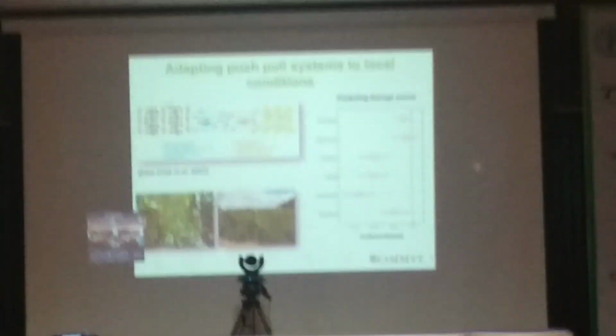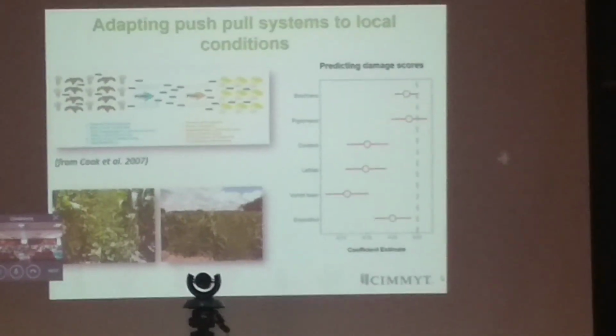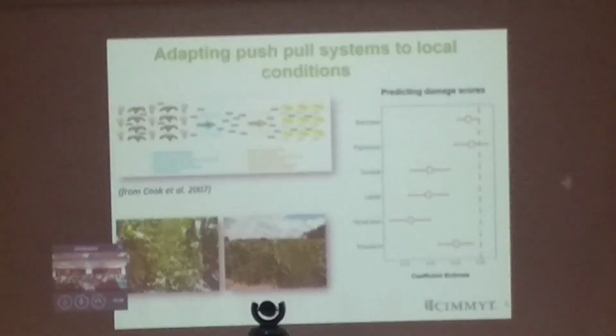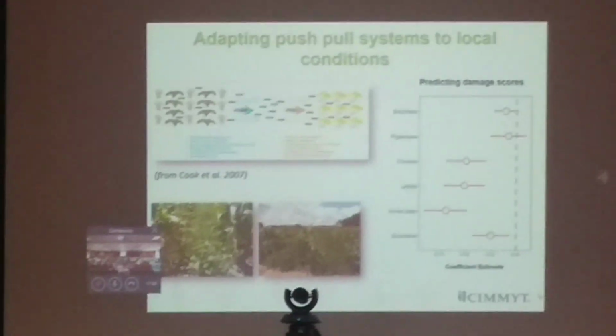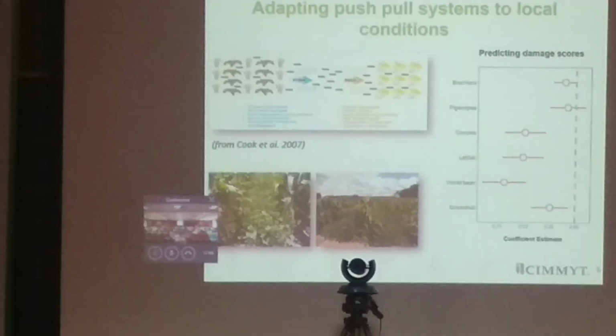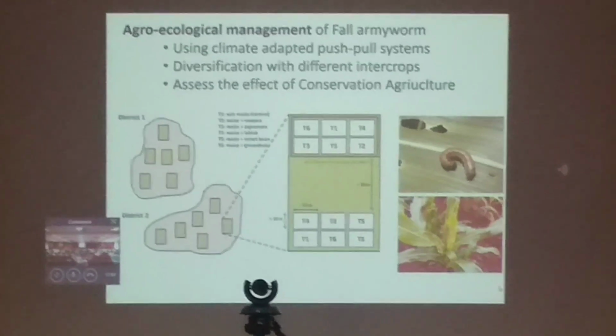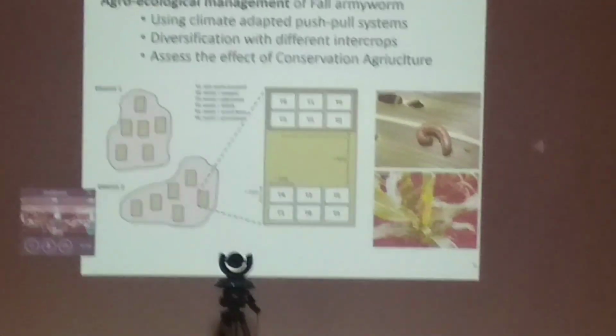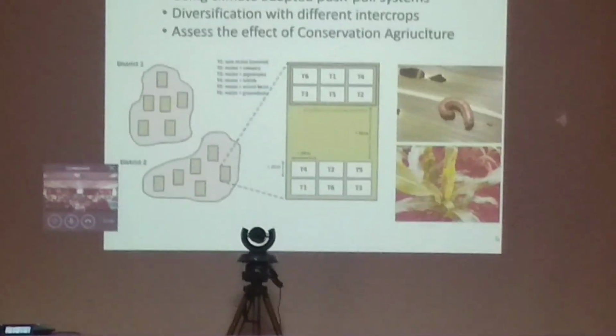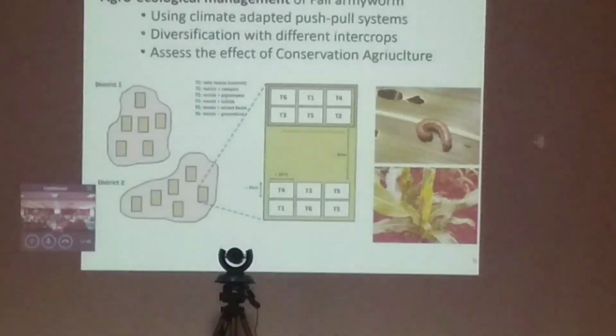from our stand. We adapted this to our situation by having local intercrops, like cowpea, lablab, velvet bean, groundnuts, and so on. And we're trying to predict the damage score that we get from this kind of strategy. Our trial design was as such. We had an area where we planted intercrops into maize stands surrounded by brachiaria as the pull factor.